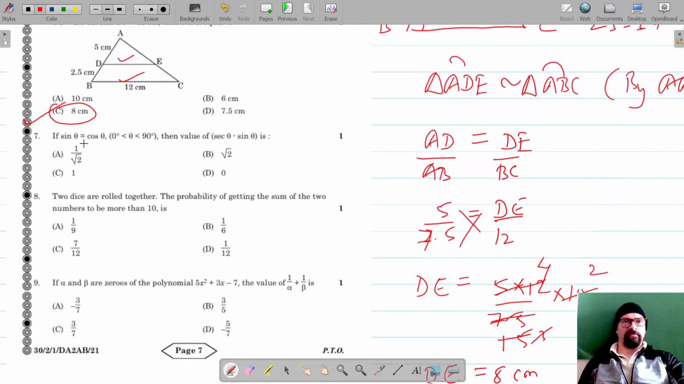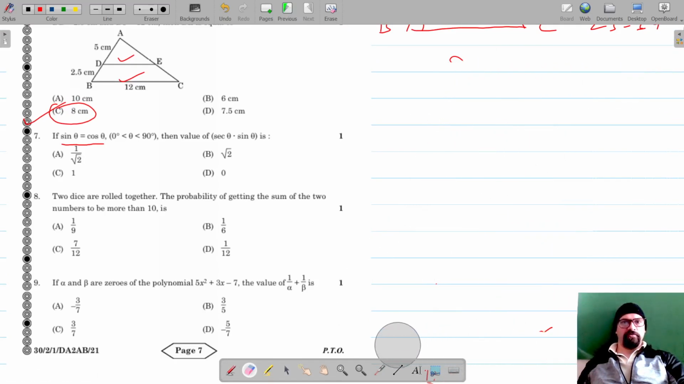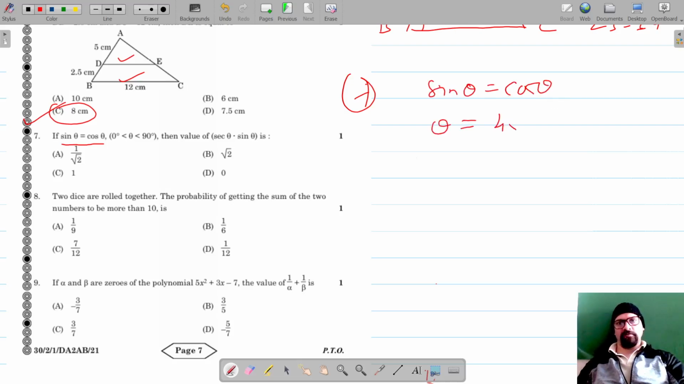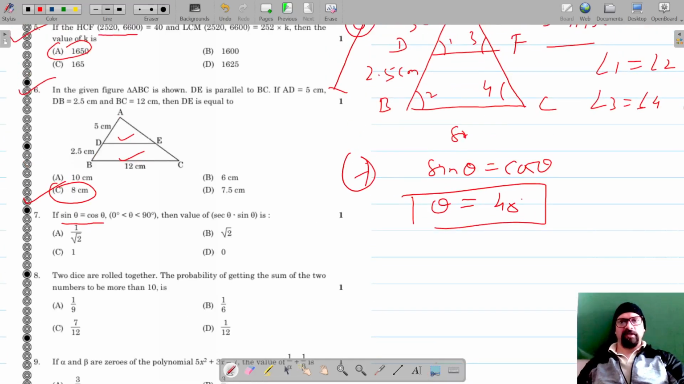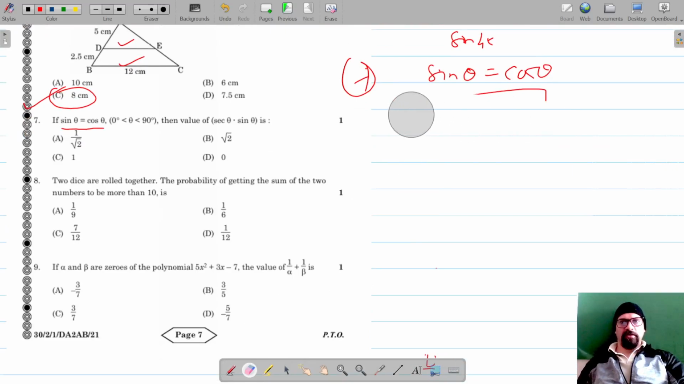For question number 7, it's given that sine theta is equal to cos theta. And we know that the angle for which the value of sine and cos is equal is 45 degrees. So that means theta is equal to 45 degrees, because for 45 degrees, sine and cos are equal.